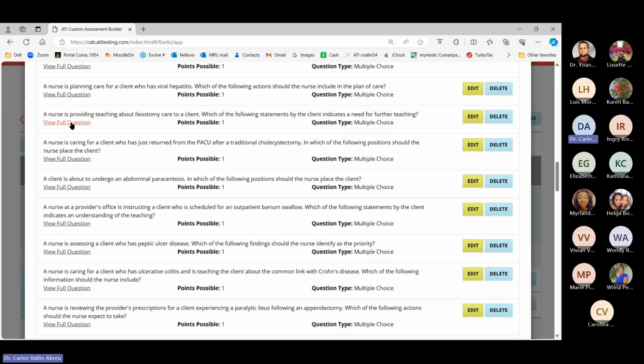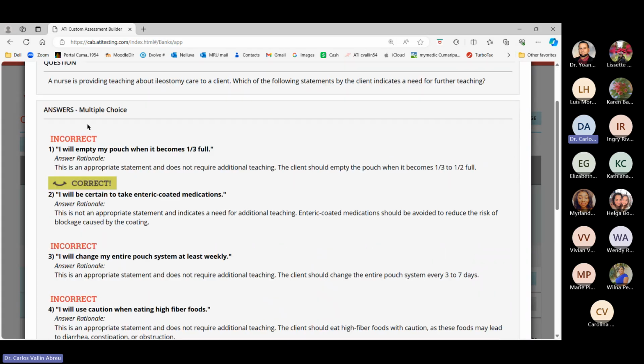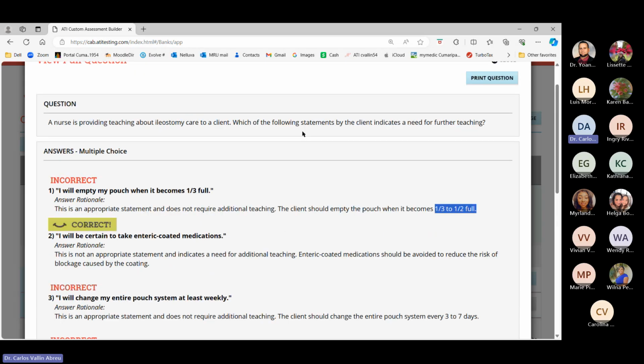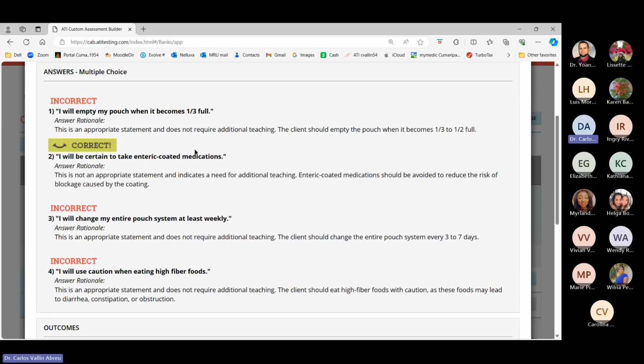A nurse is providing teaching about ileostomy care to a client. Which of the following statements by the client indicates a need for further teaching? I will empty my pouch when it becomes one-third full of fluid. Okay, what is your opinion on that? One-third to a half full. So it does not need further teaching, so it is correct.